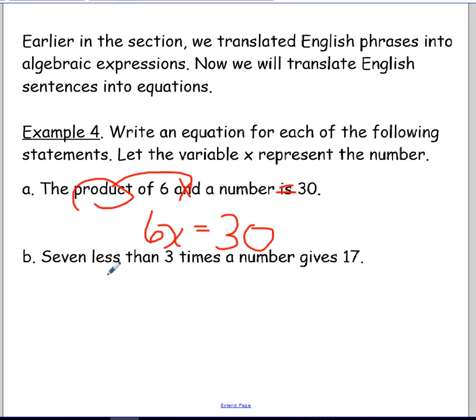Next one, 7 less than. There's that than, so it means we have to switch order. So we're subtracting 7 from something. And what we're subtracting that from is 3 times the number, so 3 multiplied by a number, 3 times x, or 3x. Gives is where our equal sign goes, and that equals 17.